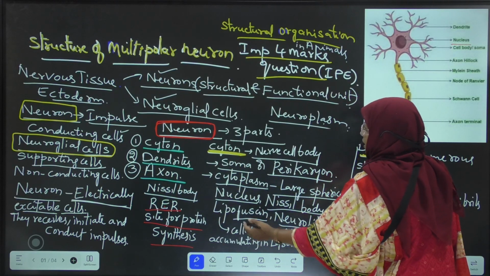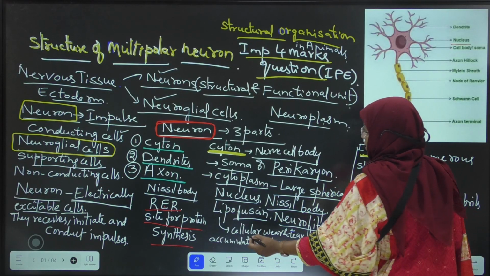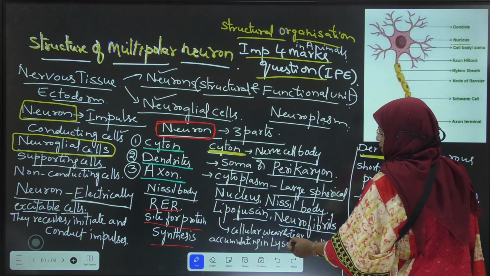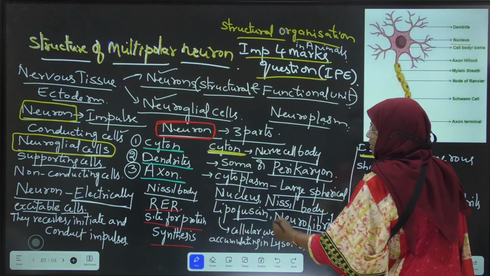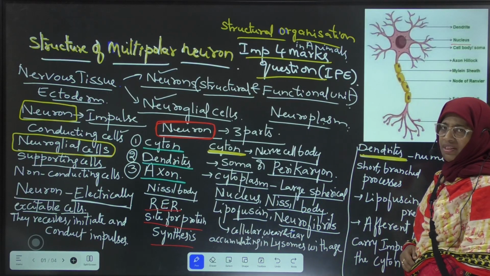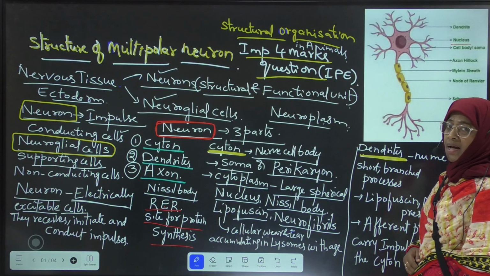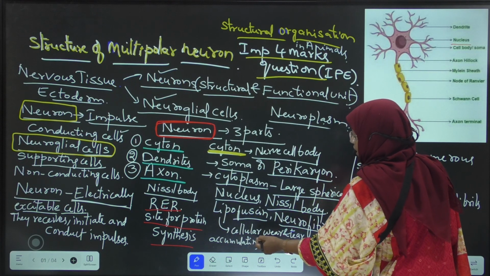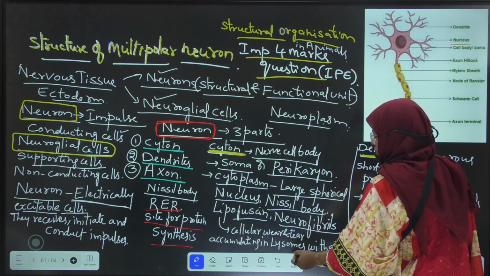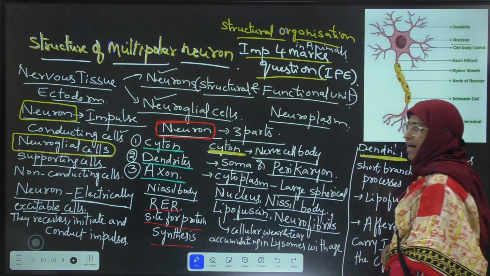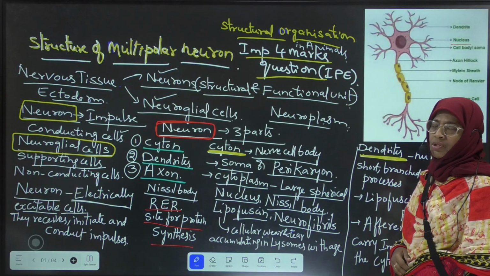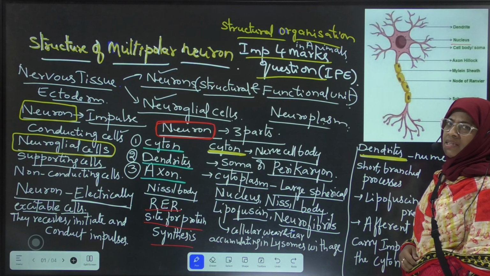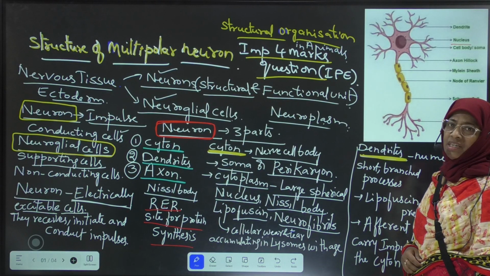Next, lipofuscin molecules. These are the products of cellular wear and tear, meaning cellular debris, which accumulate in the lysosomes with age. Here, lysosomes act as suicidal bags in which autolysis of the worn out, damaged or outdated cells takes place.